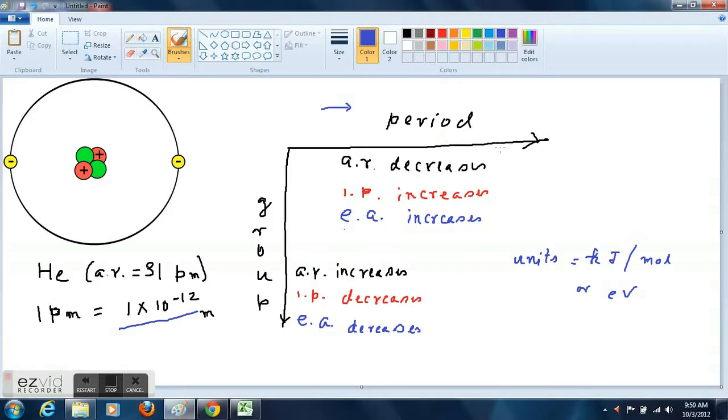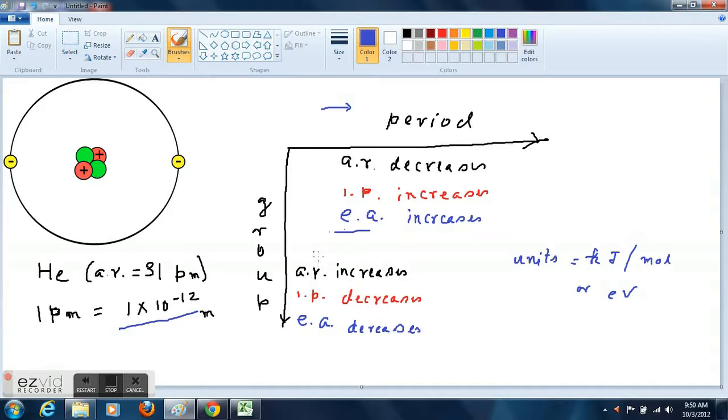And regarding their units, ionization potential and electron affinity are energies, so their unit is kilojoule per mole or electron volt. So that is the unit, kilojoule per mole, also called electron volt. There is a relation between these two. Don't worry too much about the unit right now, but I hope you got the concept.